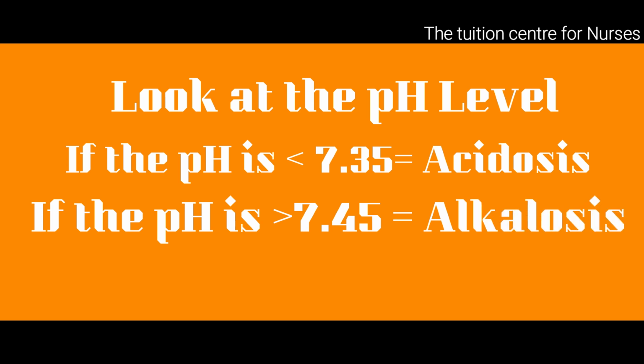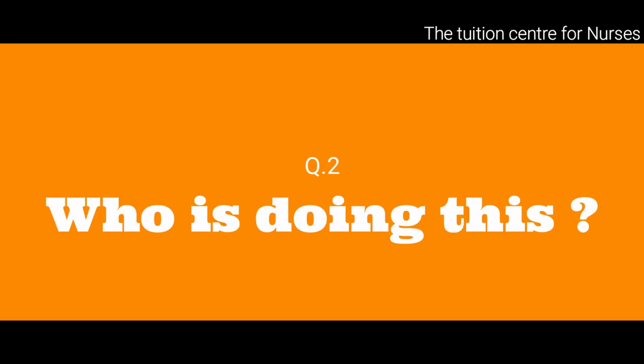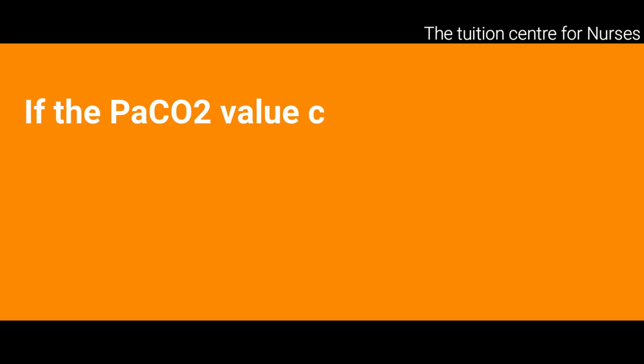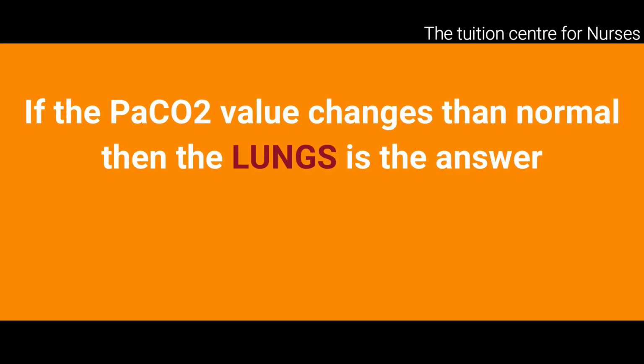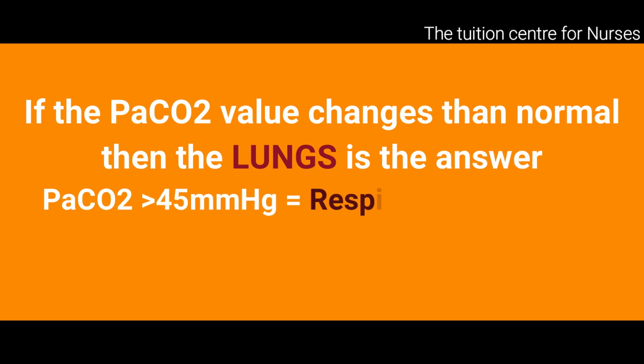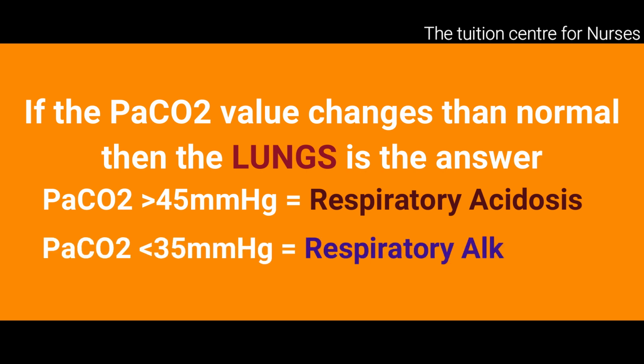So moving to the next, our second question is, who is doing this? Yes, there are 2 choices, either the lungs or the kidneys. The first value you need to look at is the PaCO2, which represents the lung. If the PaCO2 value changes from the normal, then lung is the answer. So if the PaCO2 is greater than 45 mm of Hg, then we call it respiratory acidosis. And if the value falls below 35 mm of Hg, then we call it respiratory alkalosis.